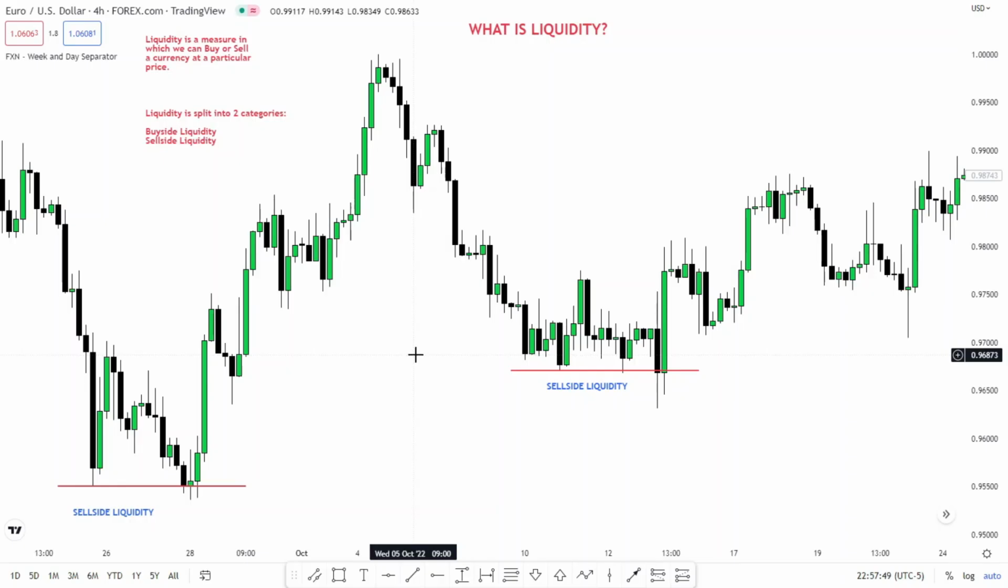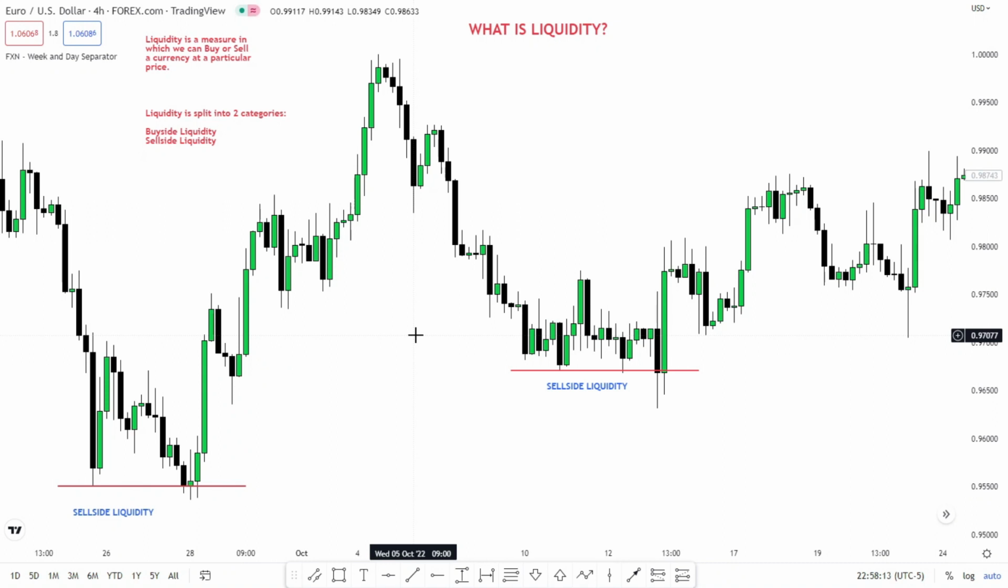So what is liquidity? Today we're going to be giving a simple explanation of what liquidity is all about. In simple terms, liquidity is a measure of how easily we can buy or sell a currency at a particular price. Liquidity is split into two categories: buy side liquidity and sell side liquidity.